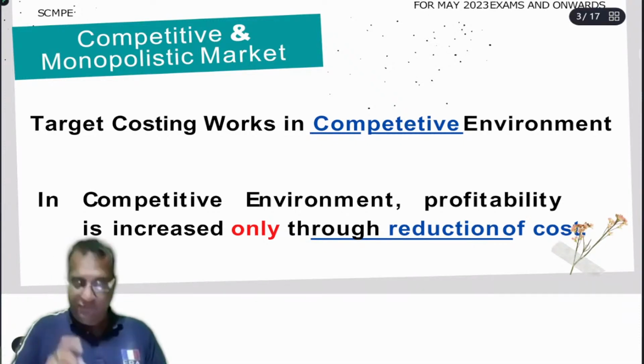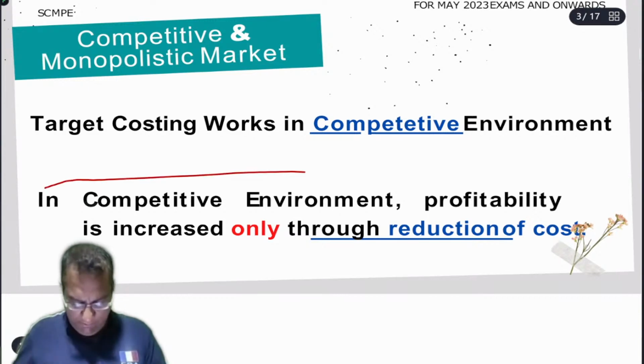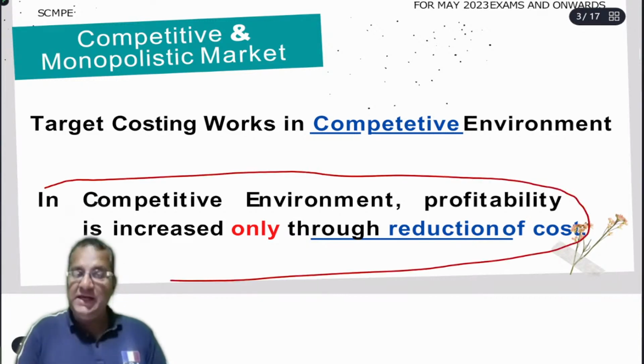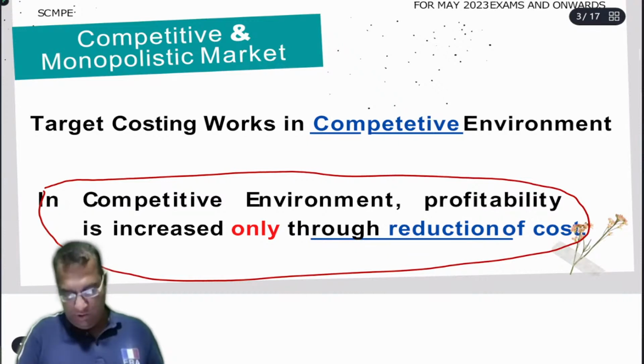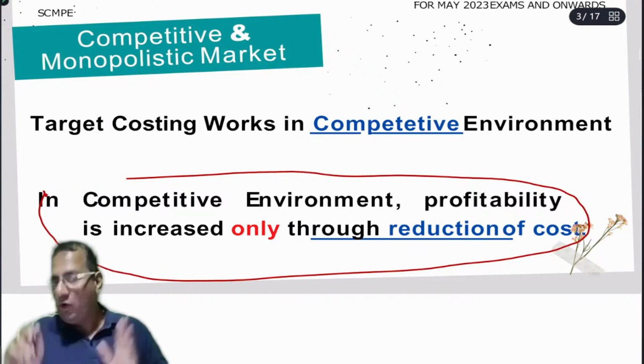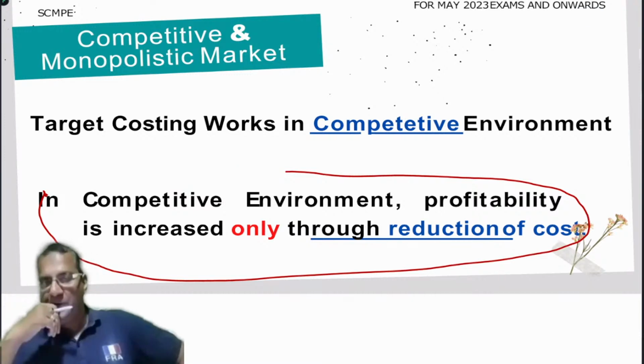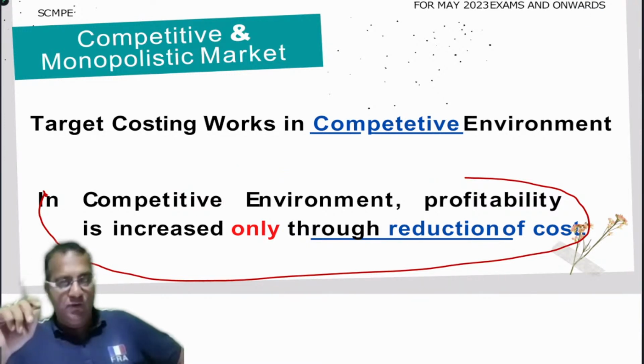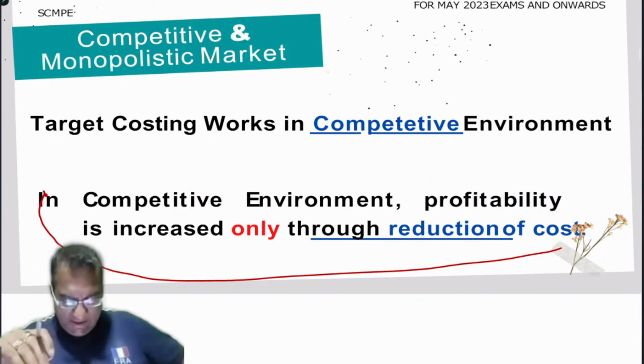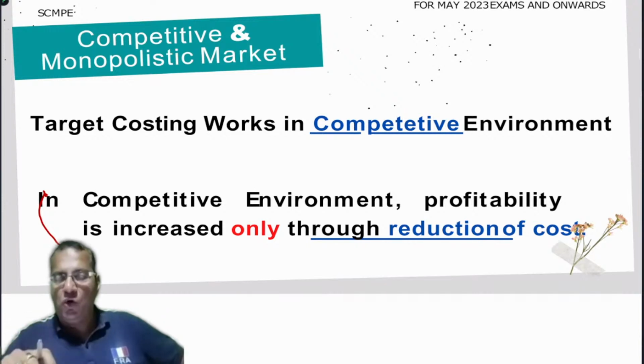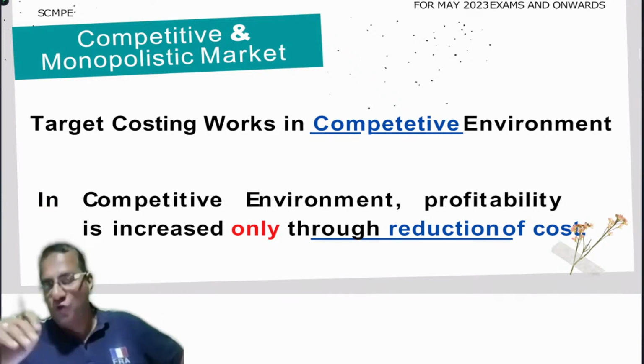Now, this is very, very important. In a competitive environment, profitability can be increased only and only through reduction of cost. Please focus on this point, beta. In a competitive environment, profitability can be increased only and only through reduction of cost.